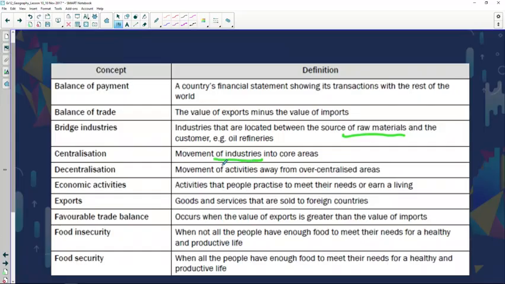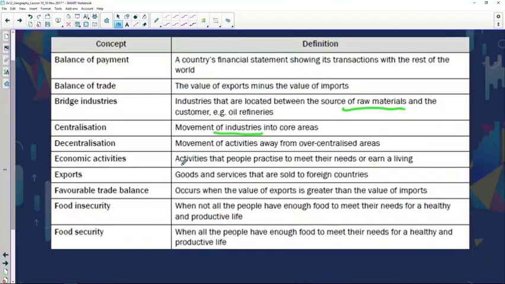Now, centralization, we've looked at it in our previous section when we looked at urban settlements. Centralization is the movement of industries to a core area. And later on in the next episode, we're definitely going to look at our main industrial hubs. Decentralization is moving away from these centralized areas. The simple reason why is because it might be too congested and there might be too many activities taking place. So what do some of the industries do? They relocate to different areas.